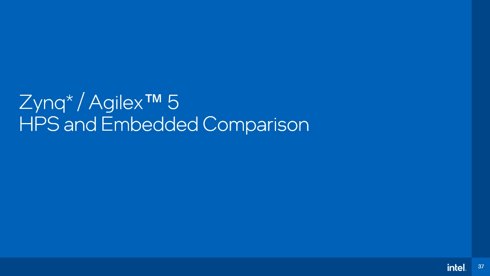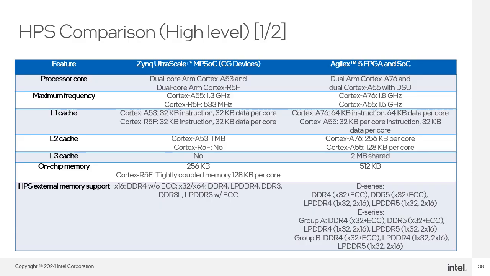I will now go over the embedded processors comparisons. Over the next number of slides, I will present some differences between the processor systems on the Zynq UltraScale Plus parts and the Agilex 5 SoC parts. I will not enumerate all of the differences, but I will touch on what I consider to be the highlights.